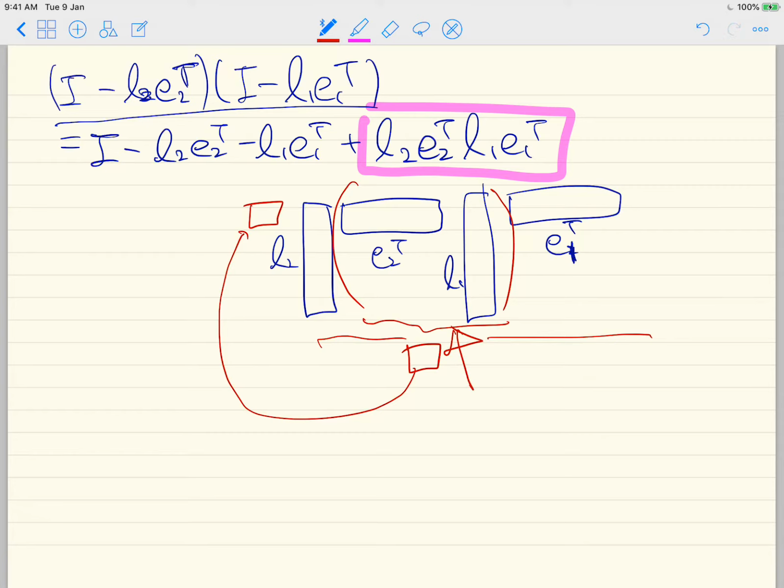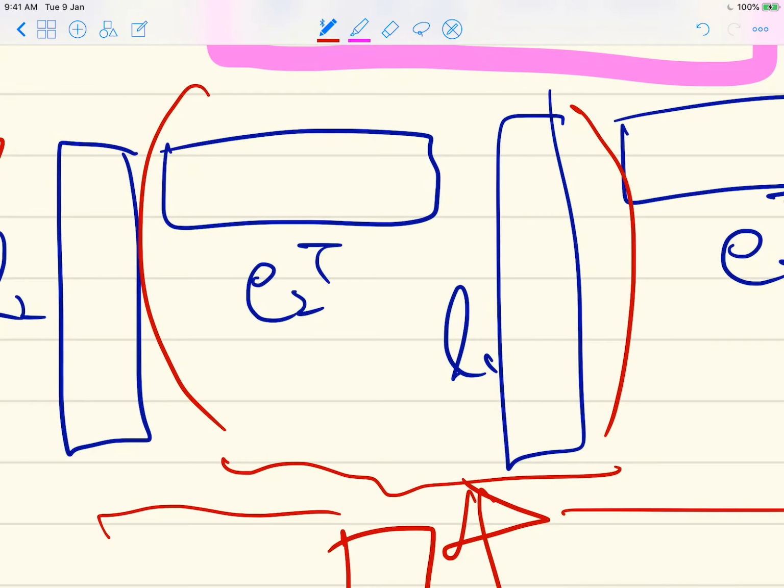So at a high level, we can manipulate this entire product, computing this inner product in the middle. E2 is 0, 1, 0, 0, having a non-zero element only in the second position. And then what about this L1? What about this L1?